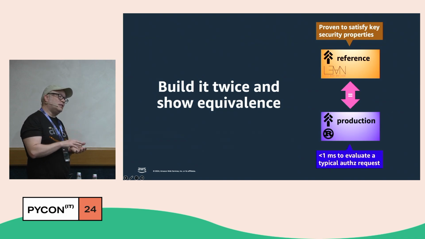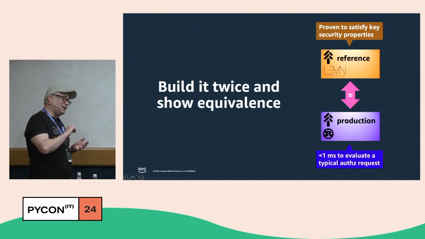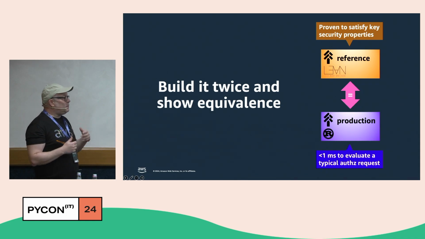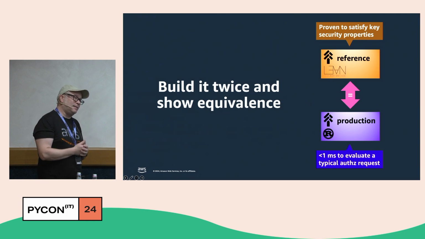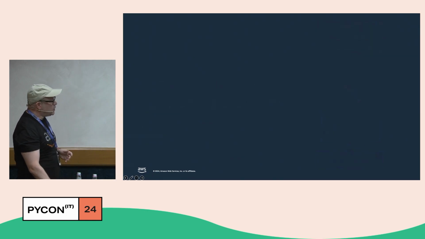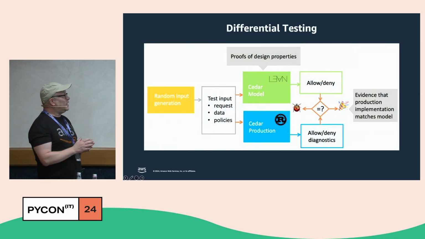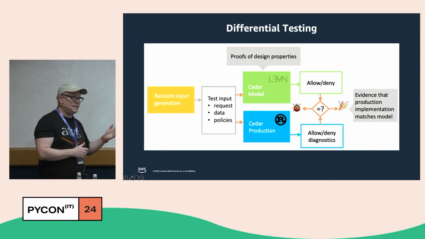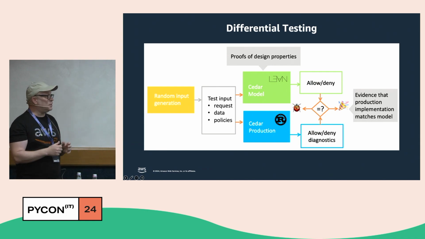But the problem is we can't release that as a tool because it's not performant. And one of the attributes of an authorization system is it has to be performant. So what we do is we build an alternative to that in Rust, which is memory safe and performant. And then we build a thing called differential testing, which allows us to take hundreds of millions of inputs, so different policies, different contexts, different from a sample application.